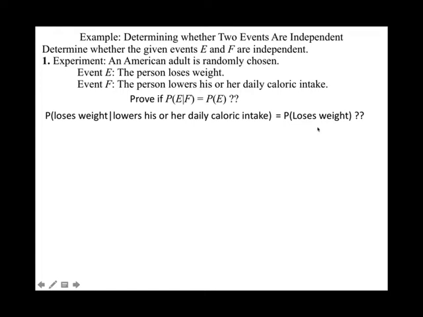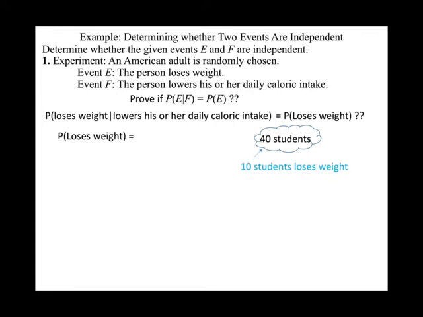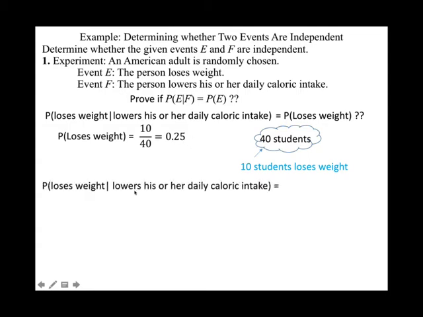So first, think about it. What is the probability of losing weight here? For example, I just make up some numbers. Let's say we have 40 students here, and 10 students lose weight. So if we want to find the probability of losing weight, we could do 10 over 40. Okay, 10 students lose weight over the total possible outcomes. That will be 0.25.